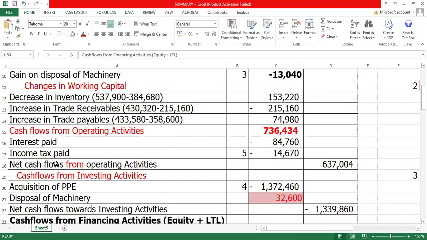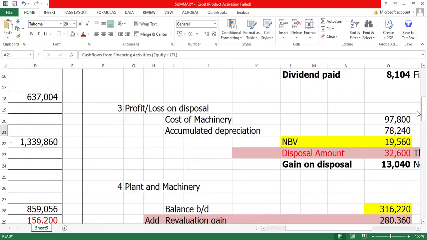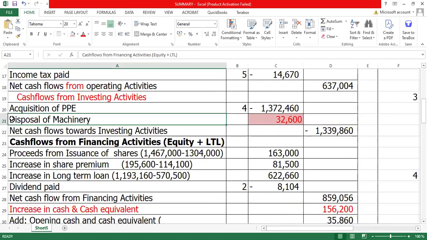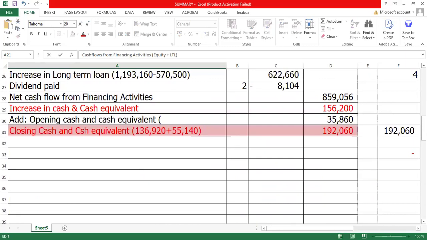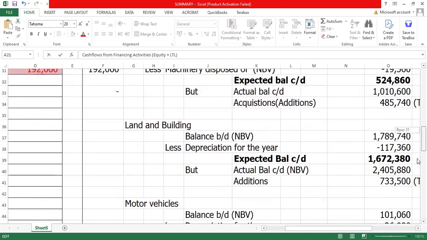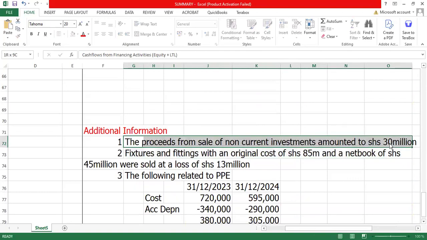You put, like disposal, the same way we called this disposal of machinery. So this one will be proceeds from what? This figure we have is proceeds from disposal of machinery. So when you're handling cash flow and you're given that, this figure you put it under financing activity.